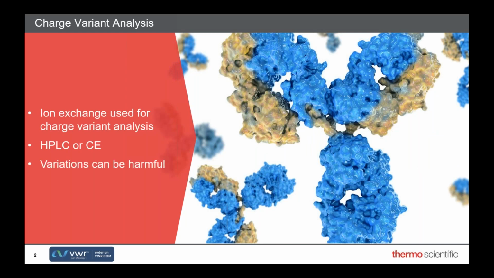In the world of biotherapeutics, ion exchange chromatography is used for charge variant analysis. Laboratories in this field are typically either doing this by ion exchange with HPLC or else are using a capillary electrophoresis technique. But briefly, why is it done? Because variations in the charge profile could mean that there was a modification that occurred during manufacture or storage of the biotherapeutic that could be harmful or even fatal to a patient.